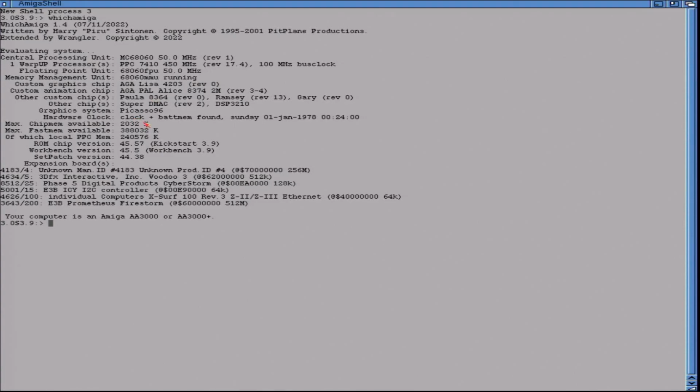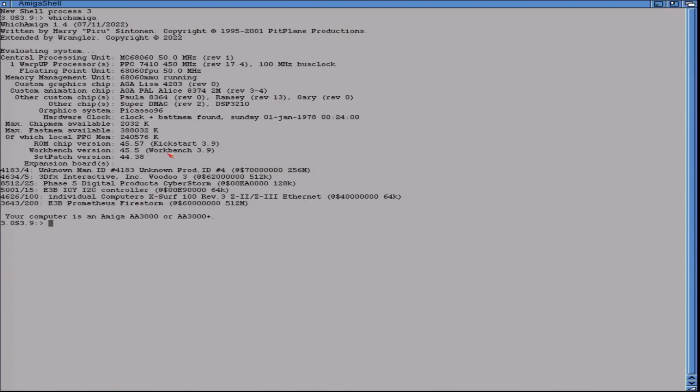And what else have we got? We cast our eyes down to the readout for the ROM and Workbench versions. Since Piru wrote WhichAmiga, we've had various updates to those. So WhichAmiga will now be able to detect and tell you about Kickstart and Workbench versions 3.1.4, 3.2, and 3.2.1, which brings us right up to date. So those are the visible changes to WhichAmiga.